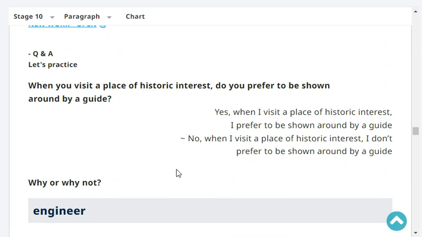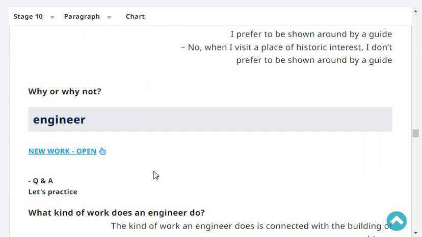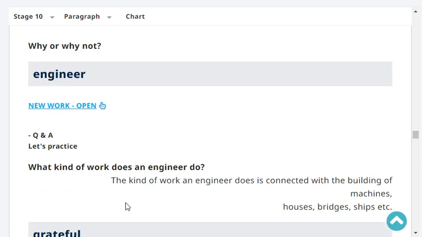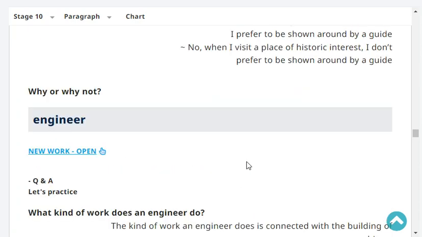Reggie, when you visit a place of historic interest, do you prefer to be shown around by a guide? Yes or no? Oh, yes. When I visit a place of historic interest, I prefer to be shown around by a guide. Why? Because I'm very interested in history, historic places. Yeah, very good.